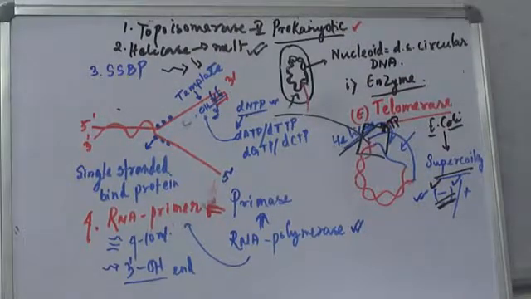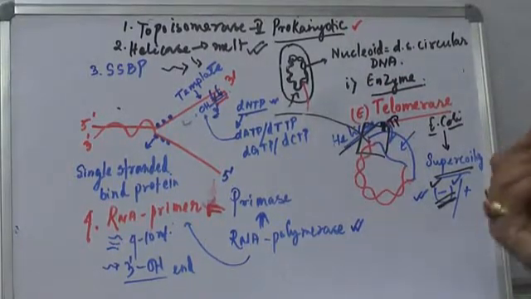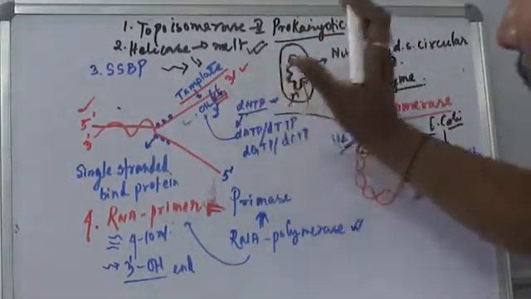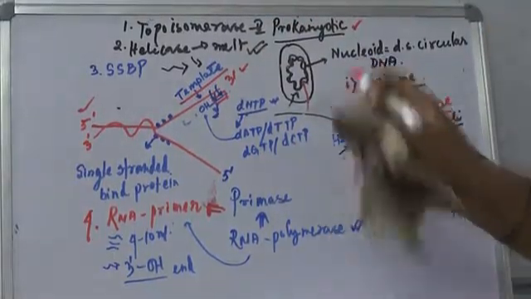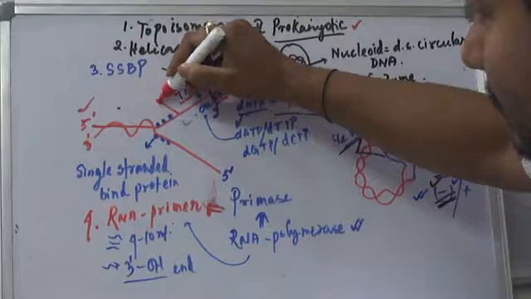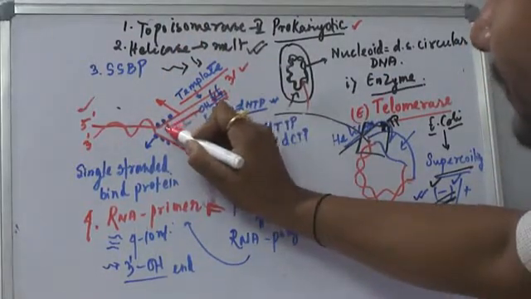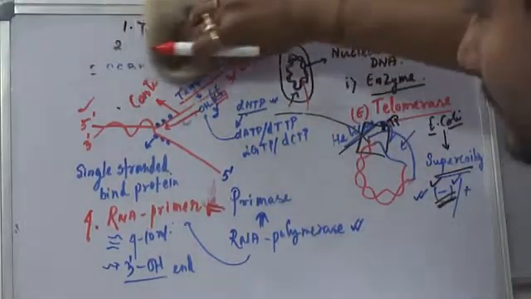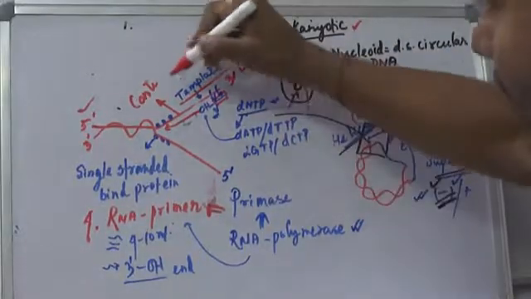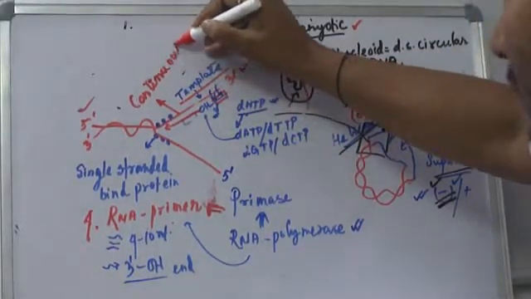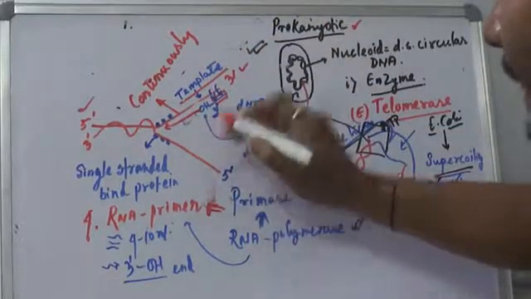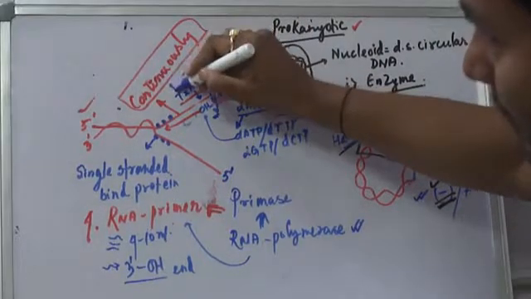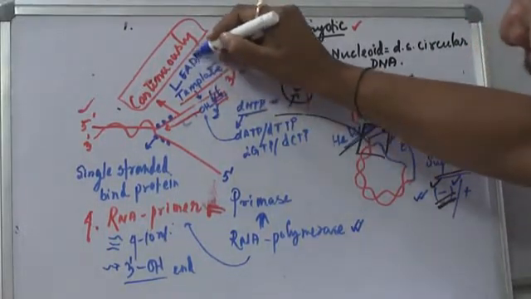But this extension has its own story, because in case of 5' to 3' chain, you will get a continuous synthesis of the new strand. So this continuous synthesis, or continuously nucleotide is added. So this continuously synthesized template strand is called a leading strand.